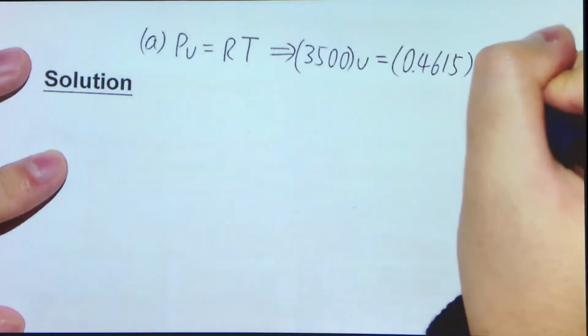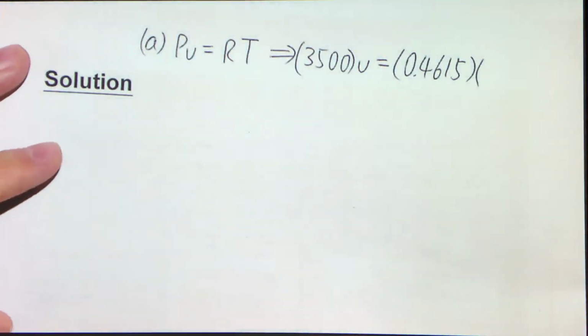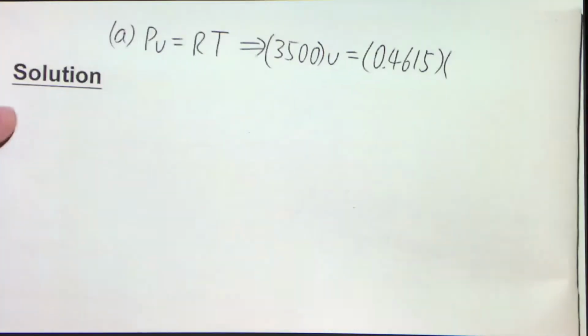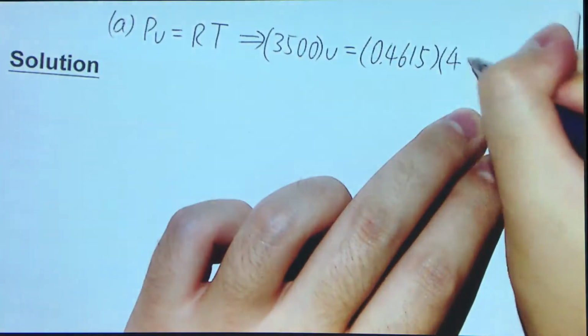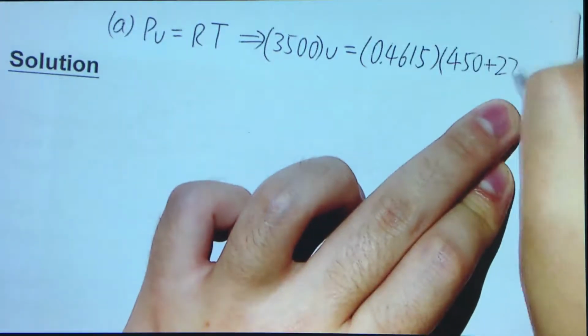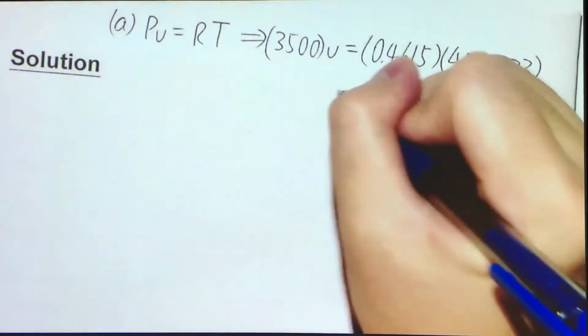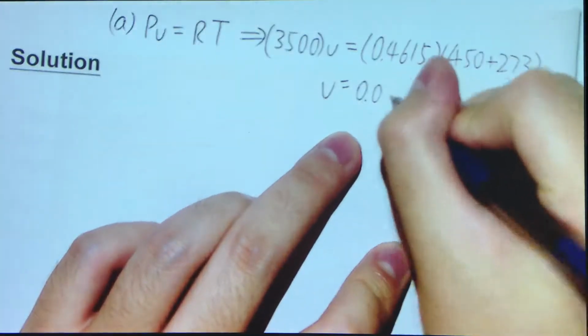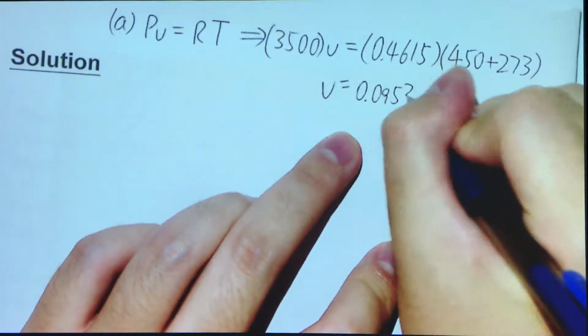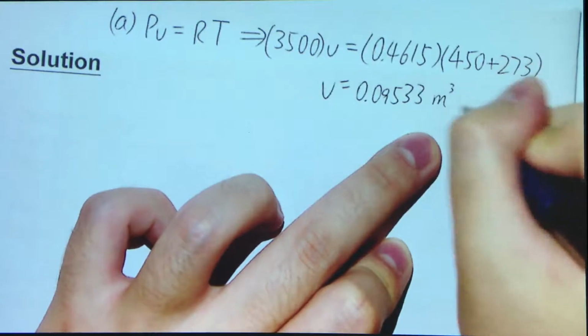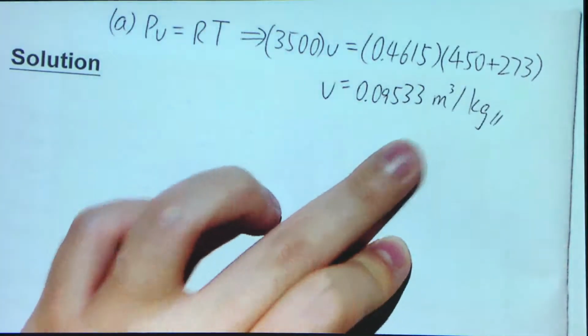How about the temperature? The temperature is 450 degrees C, so 450 plus 273. So the v just equals 0.09533. Okay, so this is part A. We will later determine the error.